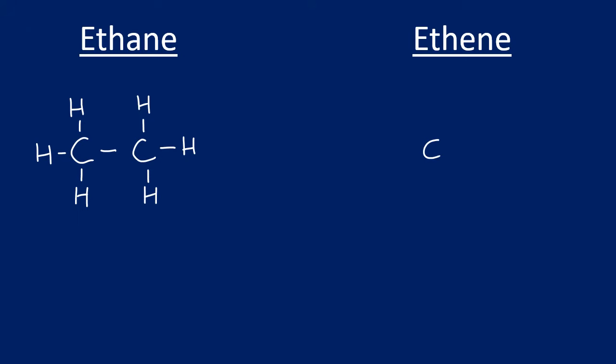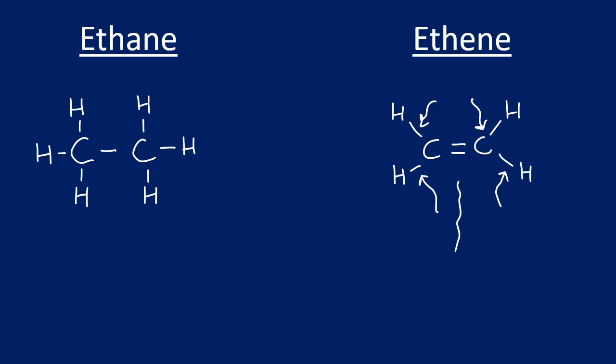Ethene is a slightly different story though. There's a double bond between the 2 carbons, hence the term alkene or ethene. That means that each carbon that's got the double bond only has 2 hydrogens. So all of these carbon-hydrogen bonds are still the same sigma bonds. However, of the bonds between the 2 carbons, one of those bonds is classed as a sigma bond and the other bond is classed as a pi bond. So there's 1 sigma and 1 pi bond.